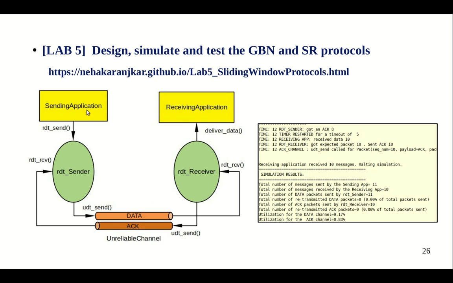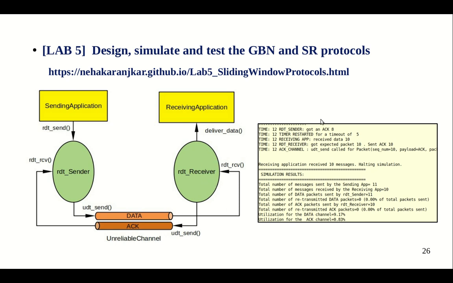And we have the sending application that generates messages and the receiving application that receives data, and we need to develop the logic of the sender and the receiver. RDT stands for reliable data transfer. In this case, we are developing pipelined reliable data transfer, that is using the sliding window protocols. The template which is given to you consists of Python classes implementing each of these blocks. And our goal is to populate the logic for the RDT sender and the RDT receiver.